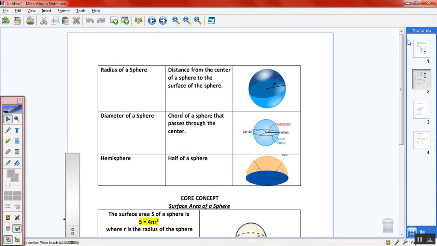The radius of a sphere we've talked about. I think the visuals do it justice. Okay. Diameter of a sphere. Any questions there? Diameter is a chord that has to pass through the what? It's got to pass through the center like this red line does. Okay? Hemisphere. What's that? Half a sphere. Okay, it's like taking the ball and cutting it equally in half.